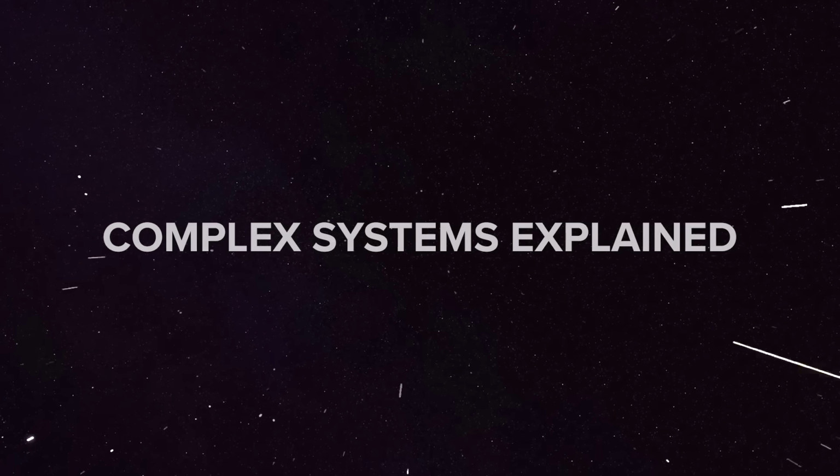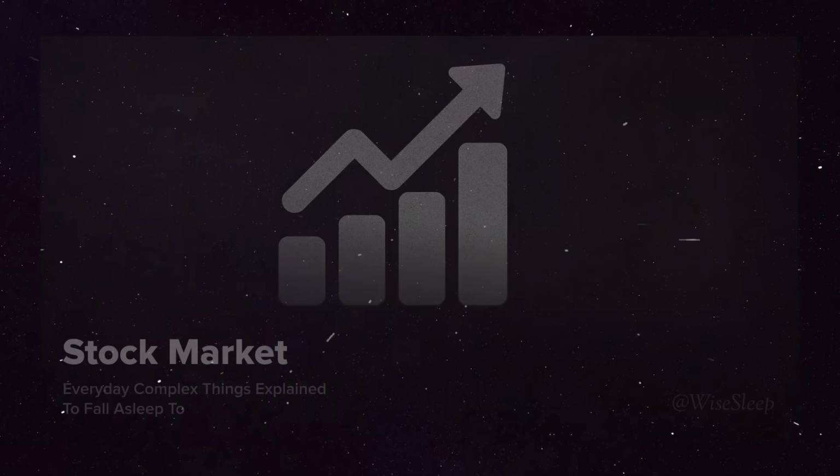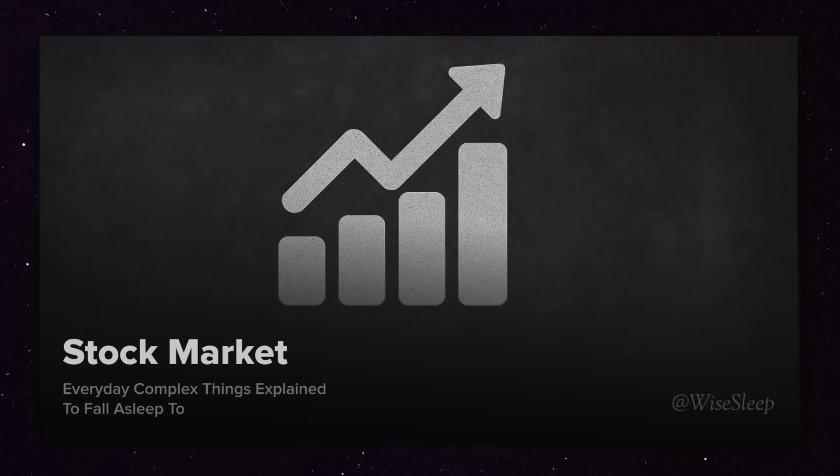Complex human systems explained. Stock market. You might check an app and see a green arrow going up or a red one going down. That's the stock market in motion. The stock market is a system where people buy and sell ownership in companies.